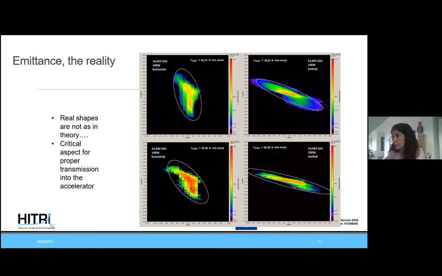So in reality, from the source we do not have a perfect elliptical beam, and we have to deal with it. And of course, this then affects our transmission.